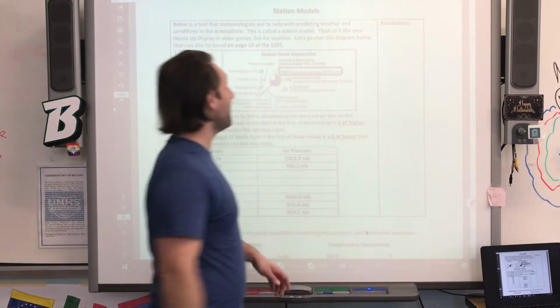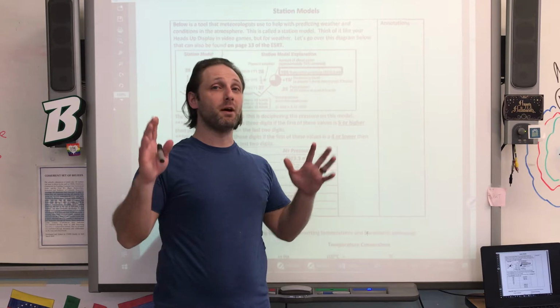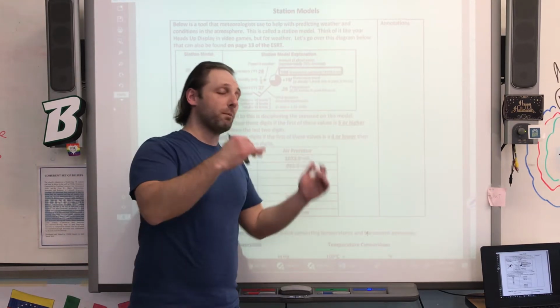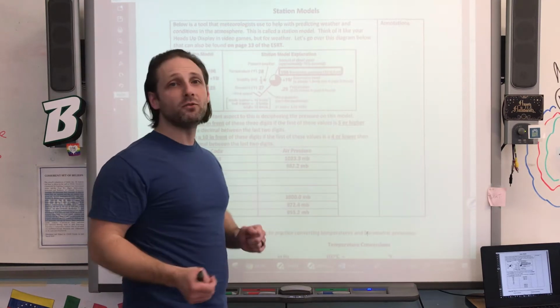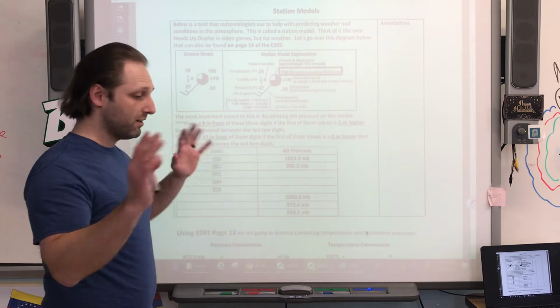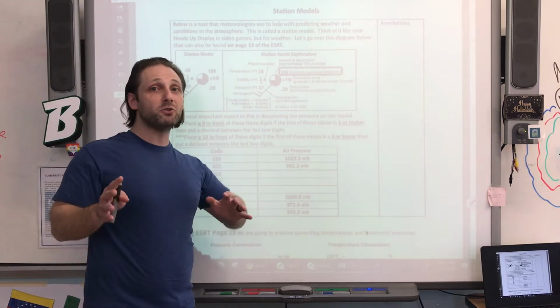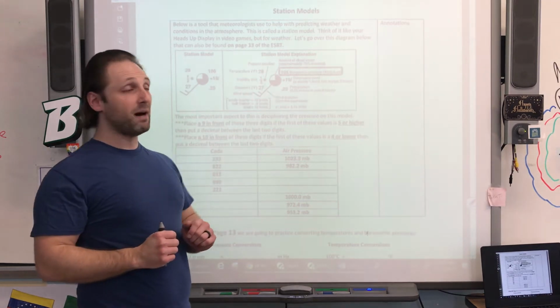Alright, so today, station models. We're going to pick up where we left off yesterday, talking about the atmosphere. We were talking about the variables a couple days before that: temperature, dew point, relative humidity, wind speed, the basic variables of weather. So today, I'm going to introduce to you a tool called a station model.